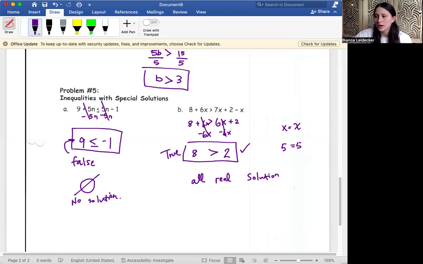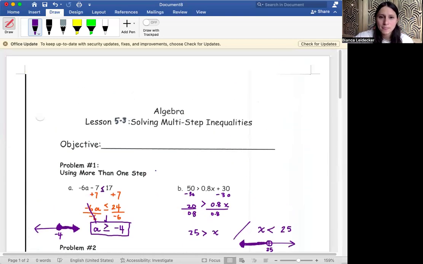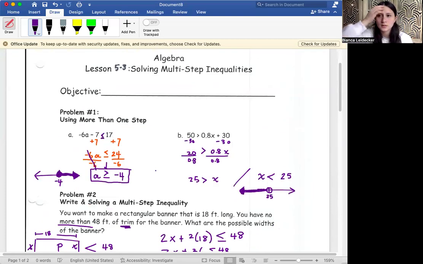Okay. All right, that's all I have for you today. This just takes practice working with equations. It's really the same type of concept. We just have to think one step further with our inequality. All right, that's all I have for today.